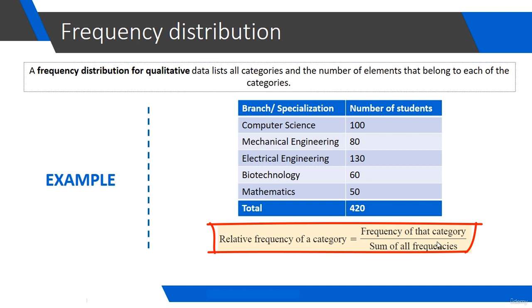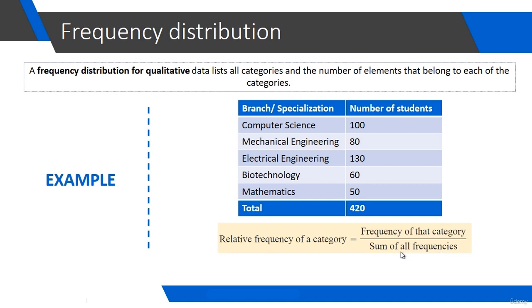That is, if I want to find out the relative frequency of students belonging to biotechnology, it is 60. That is the frequency of this category divided by the total frequency, which is 420, is equal to nearly 14.2%.